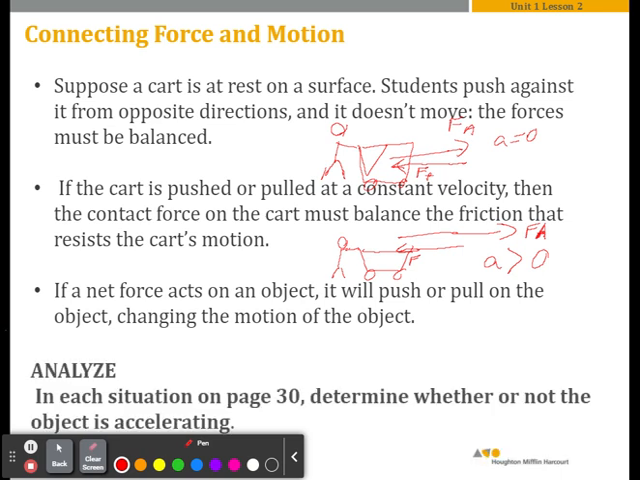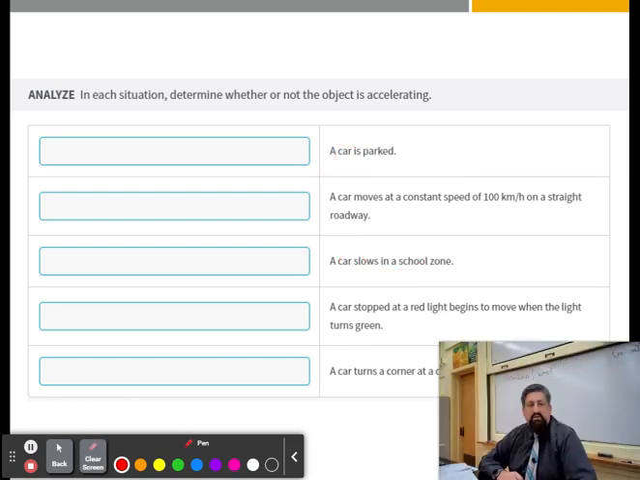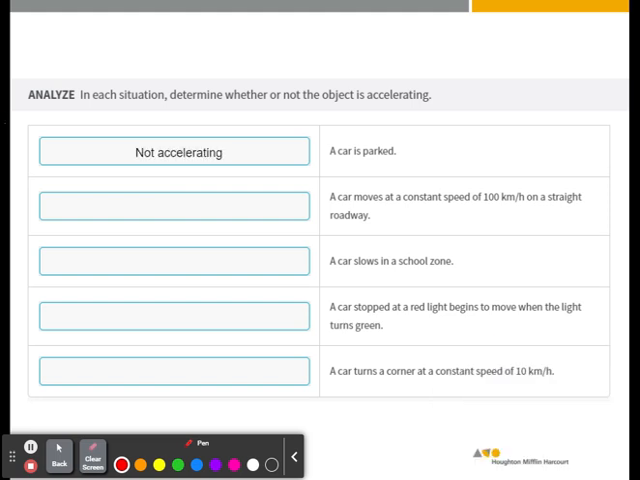So let's look at some examples from your book, and you should have the same responses on page 30. Oops, let's get rid of those drawings. Okay, if a car is parked, then it's not accelerating, right? Its velocity is 0. It remains at 0. That means it's not accelerating.